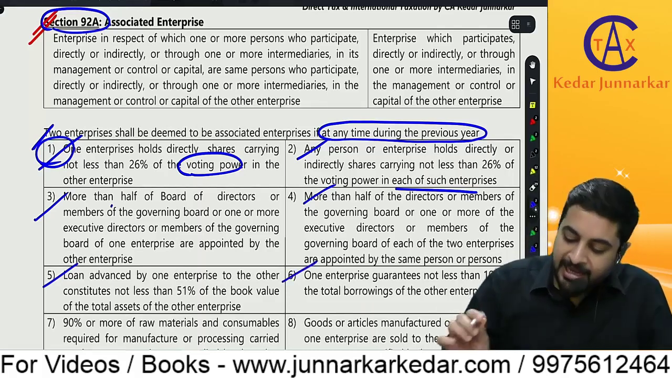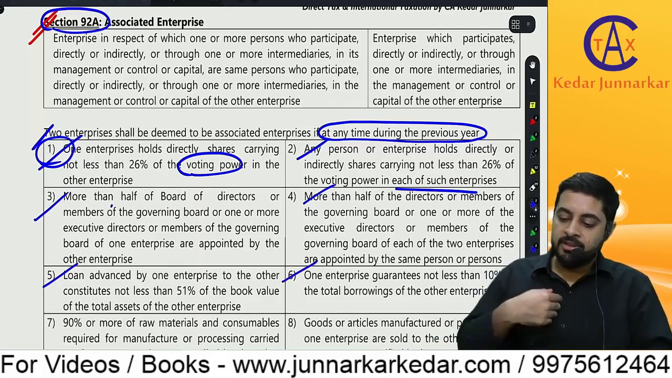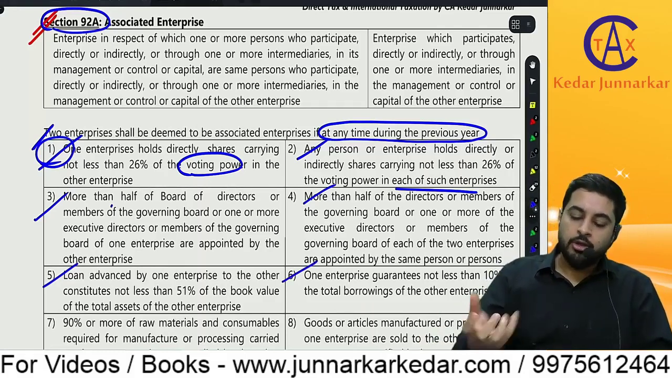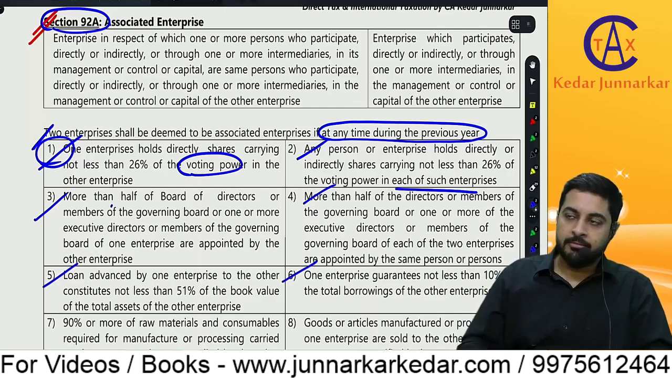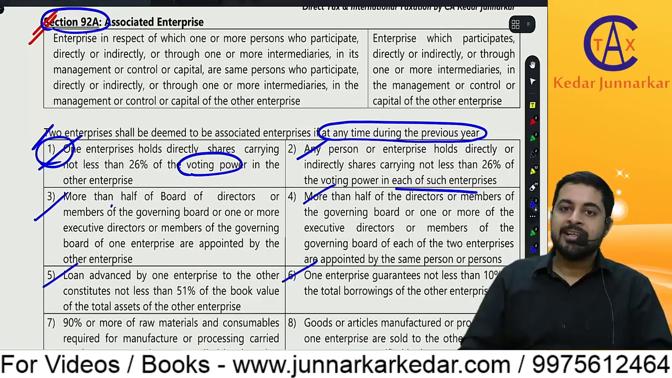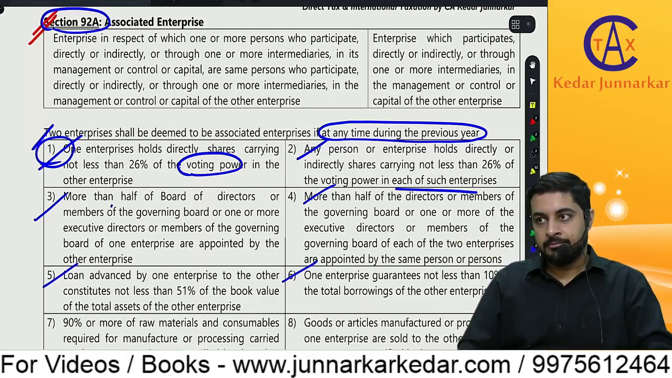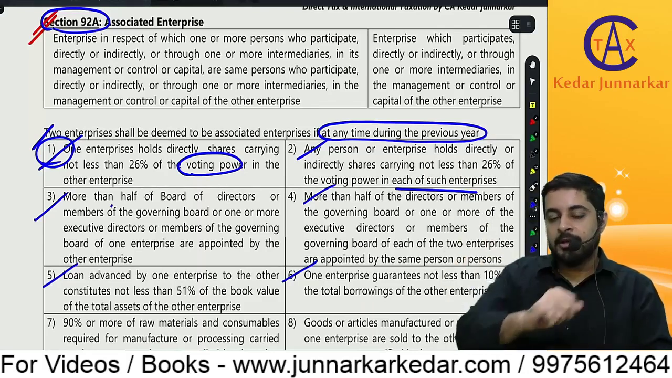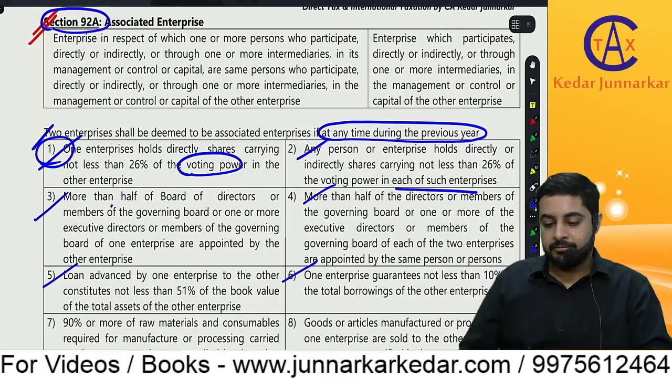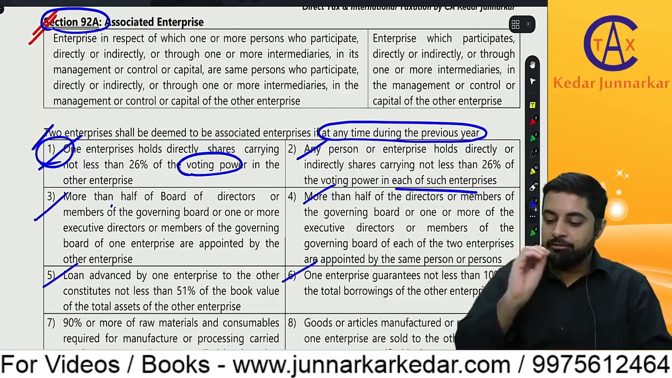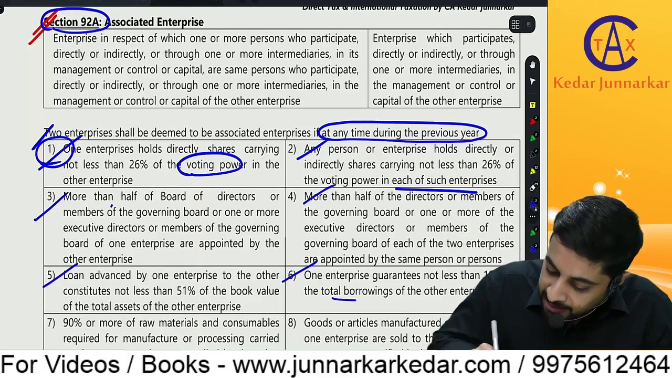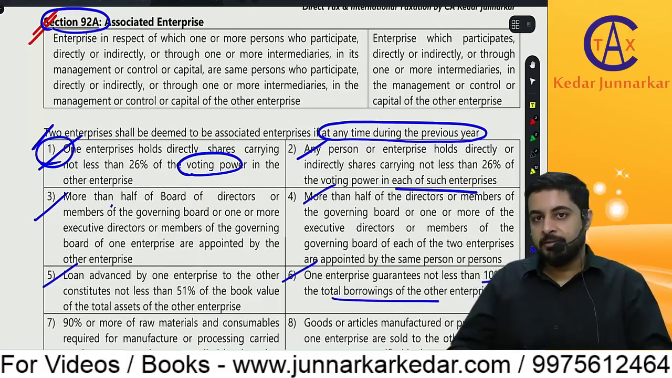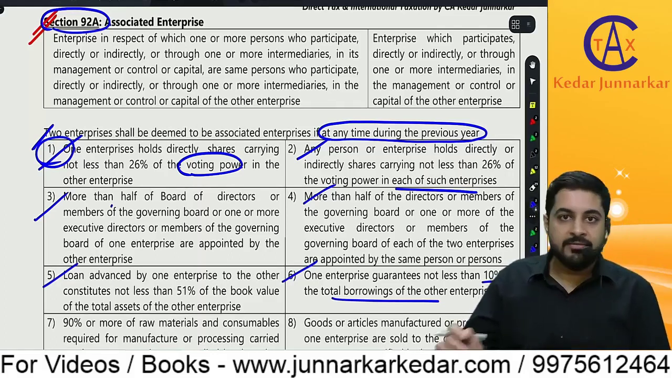And if guarantee is given, what does guarantee mean? If you want to take a loan, you approach me, but I don't have money, so you go to the bank and the bank says give us some guarantee. So I give you a guarantee. What does that mean? If you don't repay the loan, I will repay the loan to the bank. So if I have given a guarantee for you, not less than 10% of the total borrowings of the other enterprise, means whatever your total borrowings are, if 10% is guaranteed by me, then in that case we are AEs.